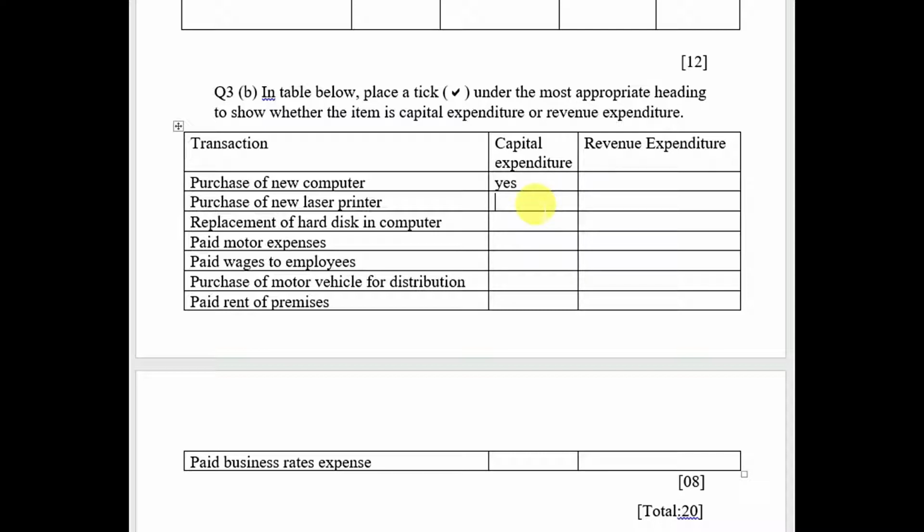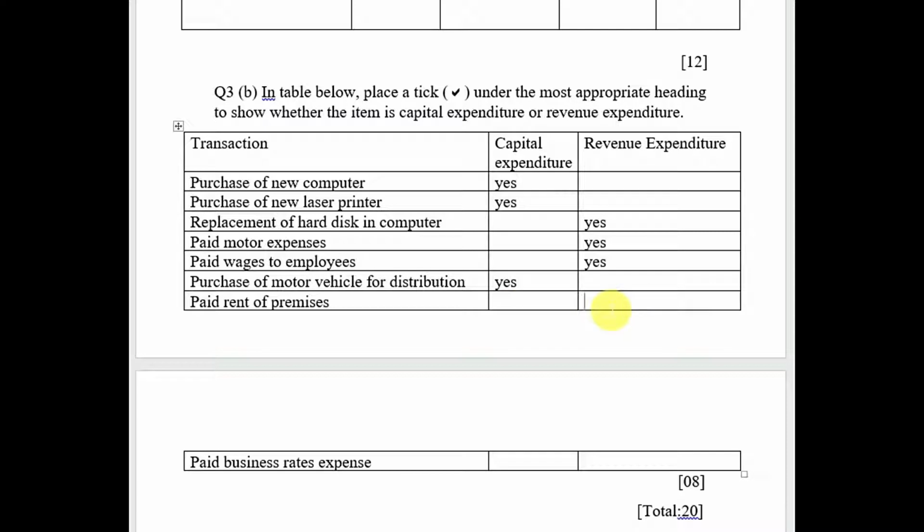Purchase of new laser printer, obviously non-current asset. Purchase of hard disk in computer. Replacement of hard disk, obviously this is a replacement, this does not increase the revenue generation, this is not a non-current asset, so we will write down revenue expenditure. Paid motor expenses, yes, it is a revenue expenditure because it is paid again and again. Purchase of motor vehicle for distribution, yes, obviously capital expenditure.